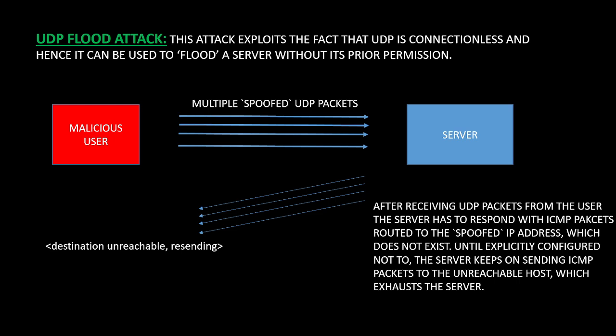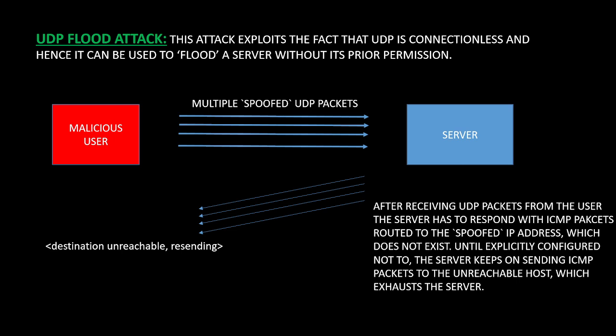It keeps on doing the same thing, but since the IP address is spoofed, it keeps on sending the ICMP packets to a random IP address which does not exist. This is the message it receives: destination unreachable, resending. Basically, it occupies and exhausts all the resources of the server, so a legitimate user cannot use it.